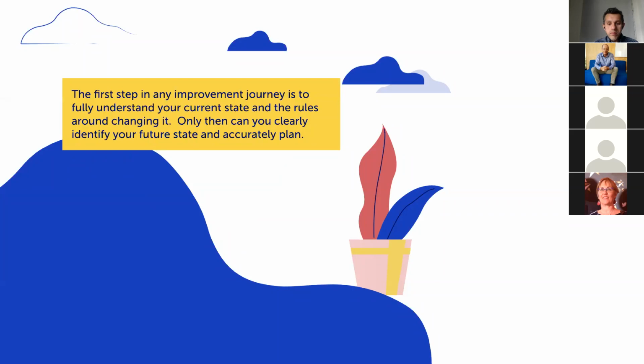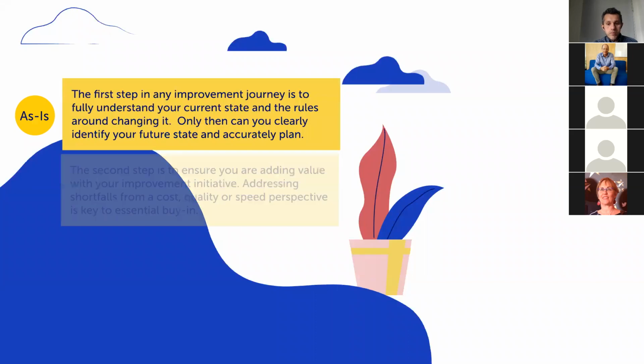So understanding that current state and the rules around changing it, so you have company values, you need to have them in mind when you're moving to this future state, and then you can accurately plan. So that's your as-is.